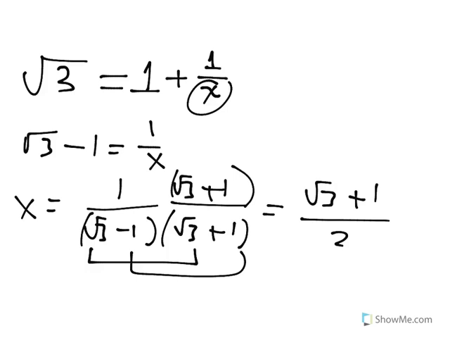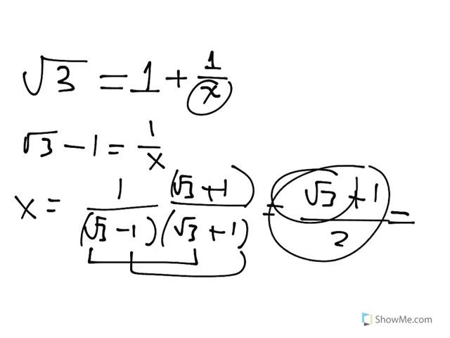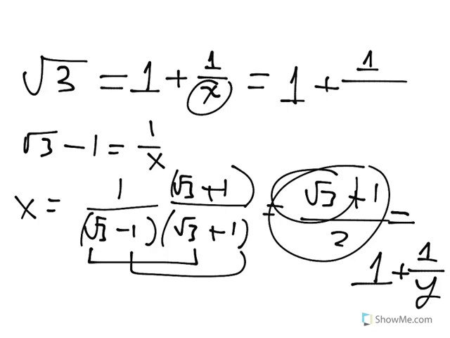So what we have to do now, and this is real annoying, square root of 3 is about 1.7. 1.7 plus 1 is about 2.7. 2.7 divided by 2 is a little bigger than 1. So we have to say that this thing is 1 point something, or 1 plus 1 over, and I'm going to call it y now. So I can at least say 1 plus 1 over x became 1 plus 1 over y. But what is that y?